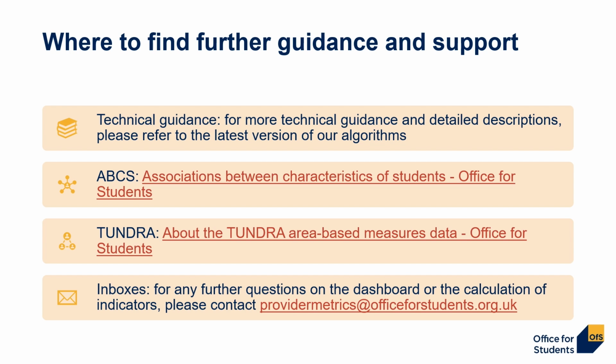For more information on ABCS, please visit the ABCS area on the OFS website. You can find it by typing ABCS in the search box on the OFS website. For Tundra, please refer to the Tundra section of the Young Participation by Area pages on the OFS website. This can also be found by typing Tundra in the search box on the OFS website.